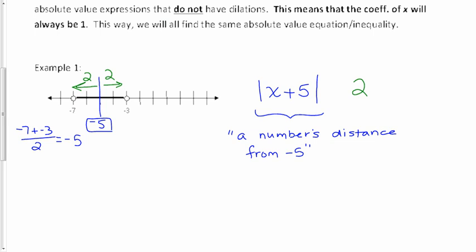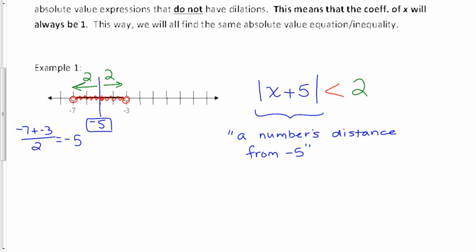To decide on the symbol, we need to think, is this a small distance? I'm staying closer to -5. In this case, we are. My distance is less than 2 units away. I don't want an equal to sign because these were open circles on my graph.